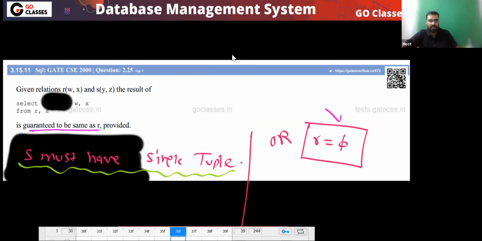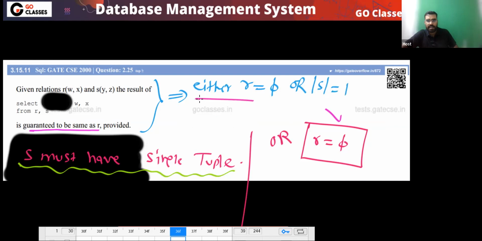For this variation, this is the answer: either you have this or this. So for this question, the answer will be either R is empty or S cardinality equal to 1.